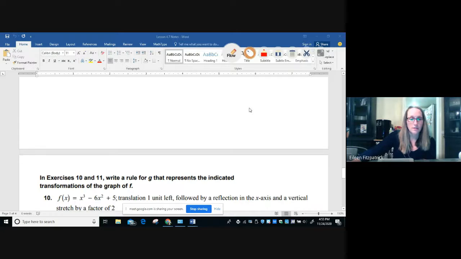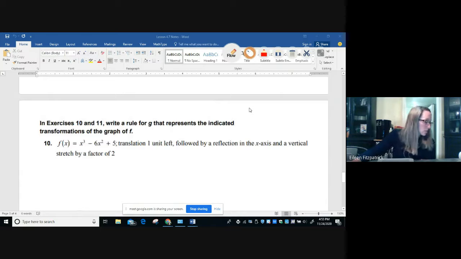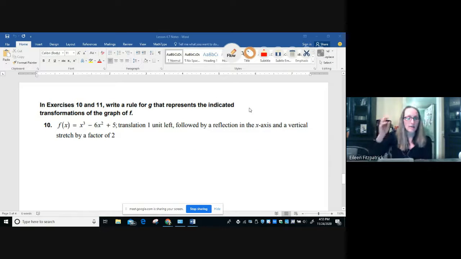All right, 2 more and then we're done. In exercises 10 and 11, write a rule for g that represents the indicated transformation of the graph of f of x. So basically the same thing we were just doing, but instead of notation that we have to figure out how to write as a transformation, they're just going to spell it out and we have to put the right signs or numbers in the right spot.